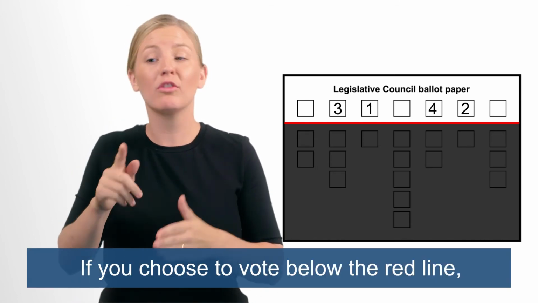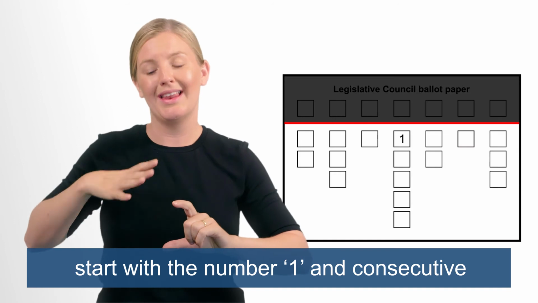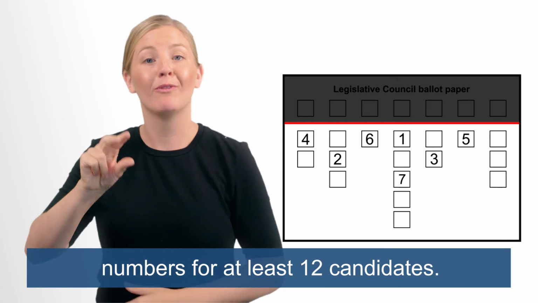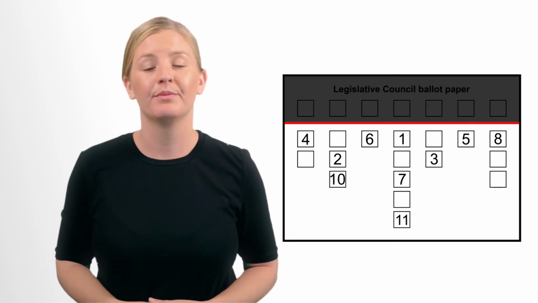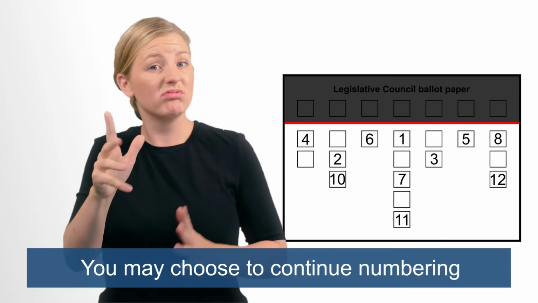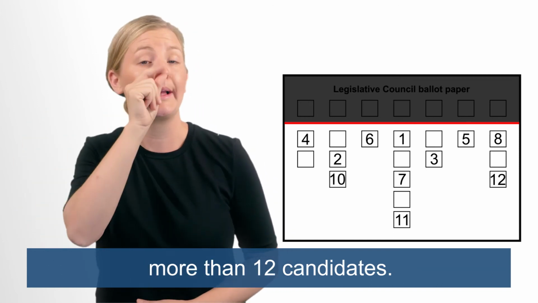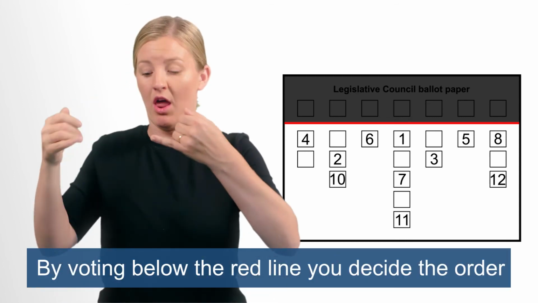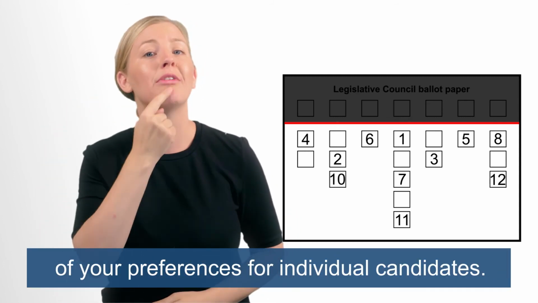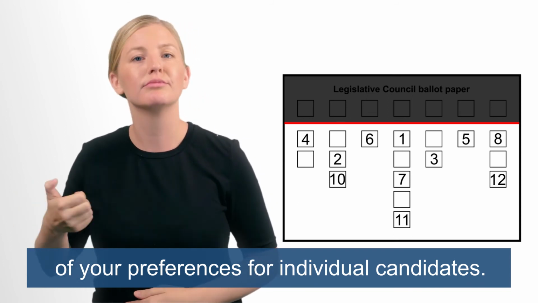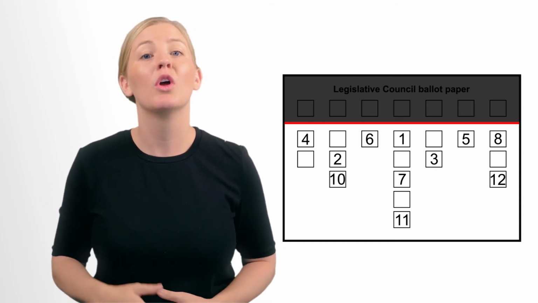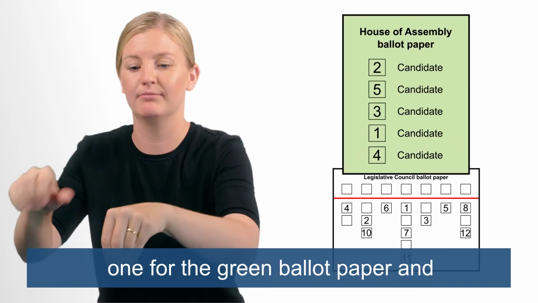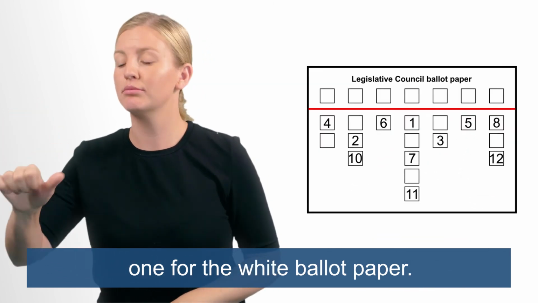If you choose to vote below the red line, start with the number 1 and consecutive numbers for at least 12 candidates. You may choose to continue numbering more than 12 candidates. By voting below the red line, you decide the order of your preferences for individual candidates. Once you have filled out the ballot papers, put them in the ballot boxes, one for the green ballot paper and one for the white ballot paper.